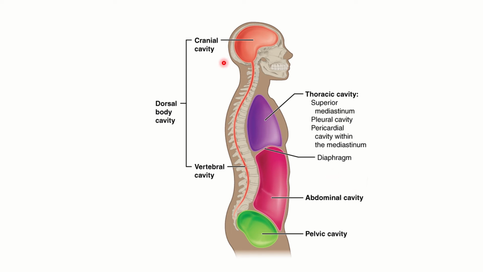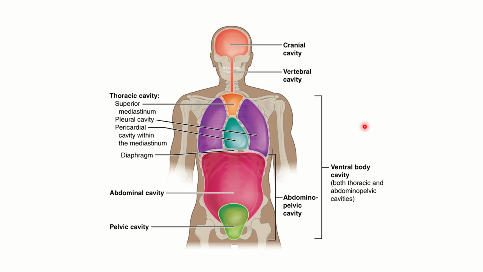The dorsal has two other cavities. One is the cranial cavity, and here is where the brain is located, and the vertebral cavity, and this is where the spinal cord is located and some of the nerves. The anterior or ventral cavity is made of the thoracic cavity in the chest area, abdominal cavity, and the pelvic cavity. So this is the anterior posterior view.